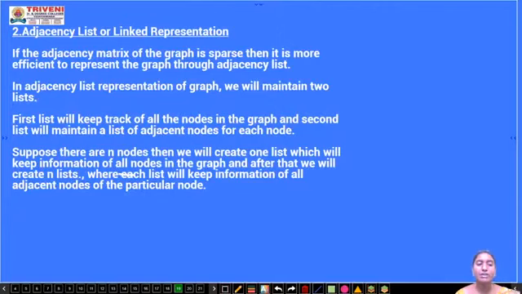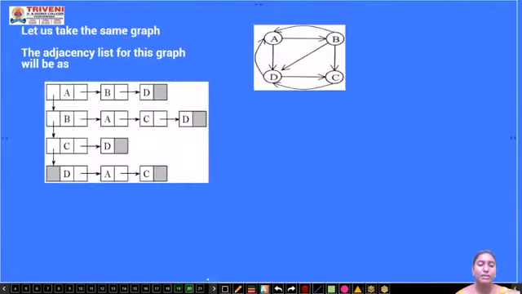Suppose that there are n nodes, then we will create one list which will keep information on all the nodes in the graph, where each element of the list will be the adjacent node to a particular node. And then next, we can identify the adjacency list of the graph, as we already identified. We have to recall it again.